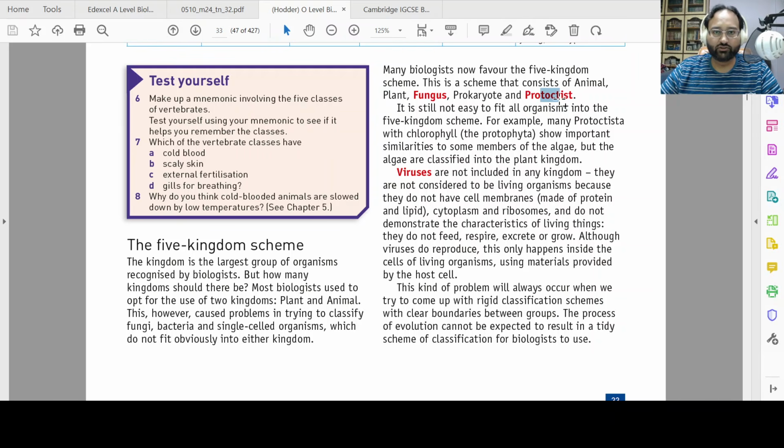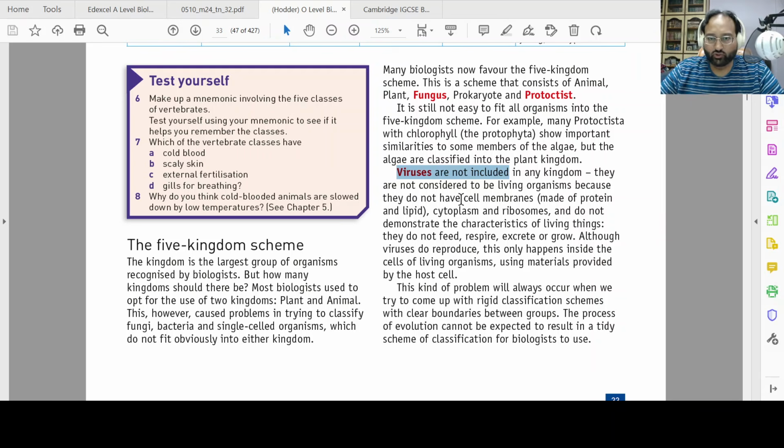Make sense? Okay. I had a question. How are prokaryotes and protoctists related, or are they totally different things? They're different. They might have certain overlapping features, but otherwise they're different enough to be called a different kingdom. Okay, got it.